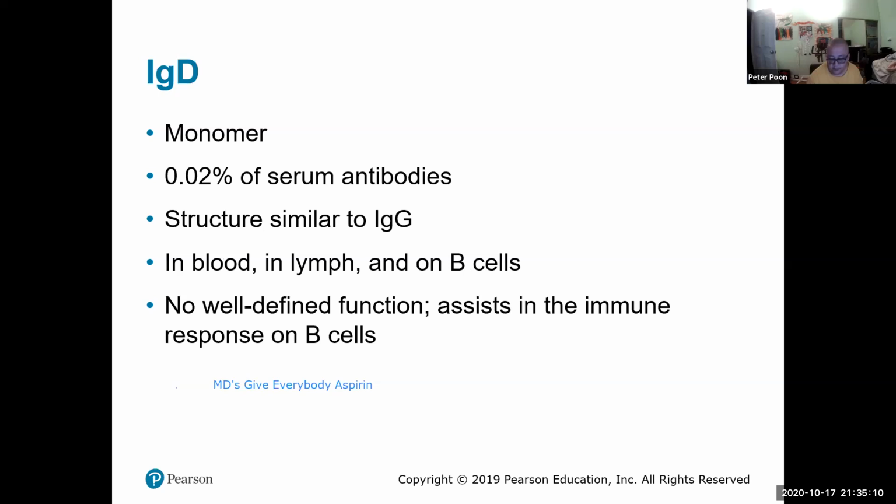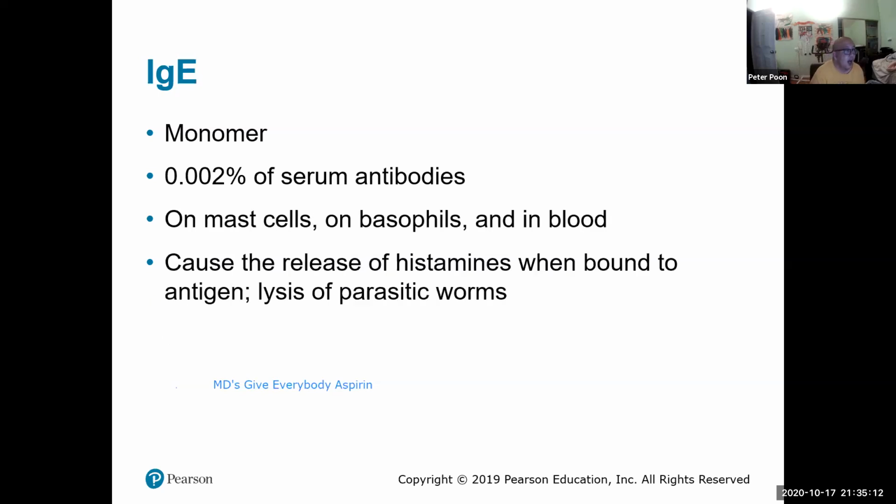IgE. IgEs are on mast cells and basophils in blood. They actually cause the release of histamines when bound to antigen. They also cause the lysis of parasitic worms.